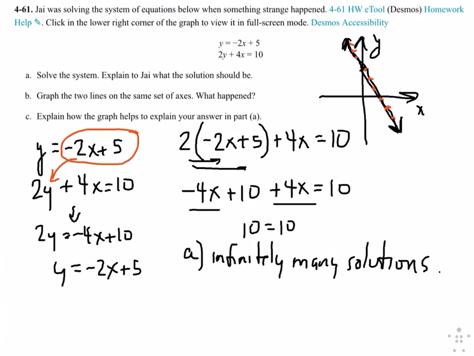We do not say all real numbers are solutions because, for instance, this point is not a solution. This point is not a solution. This point is not a solution. Only points on the line, and there are an infinite number of those points.